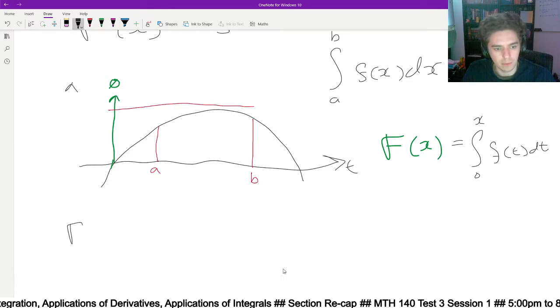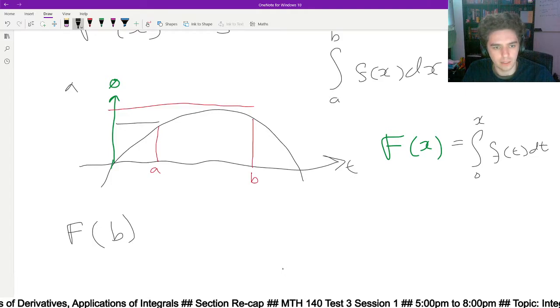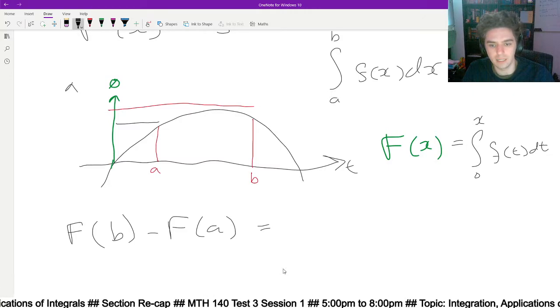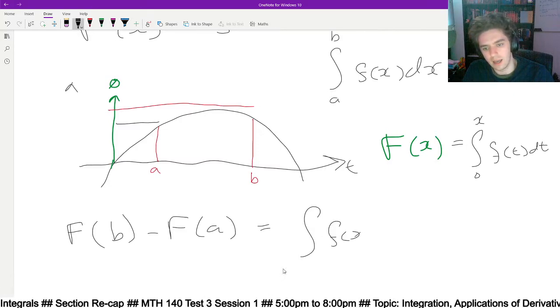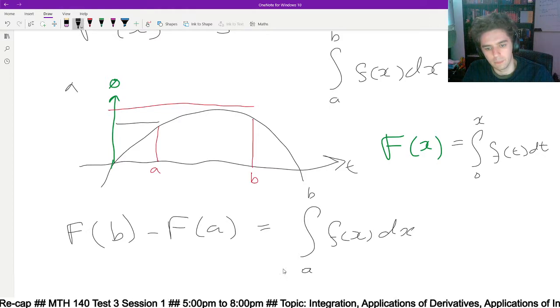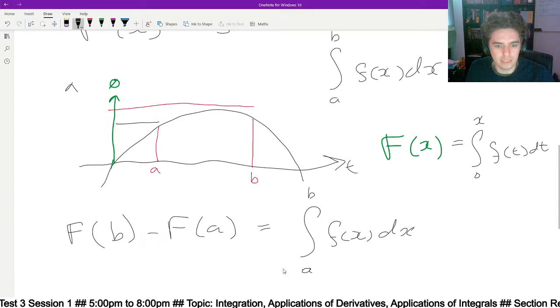in other words, capital F of B, and I subtract the area from here to here, capital F of A. And that's going to be my area. That's going to be the integral of f of x dx from A to B. And so we can put these two things together.